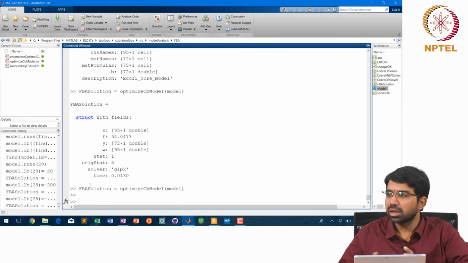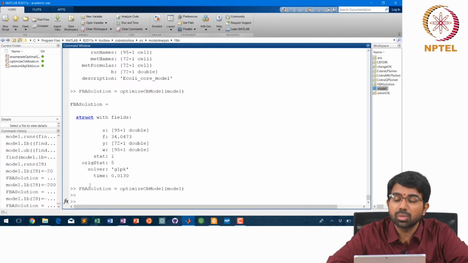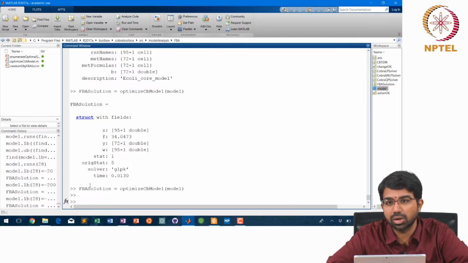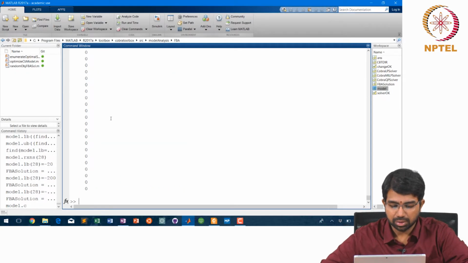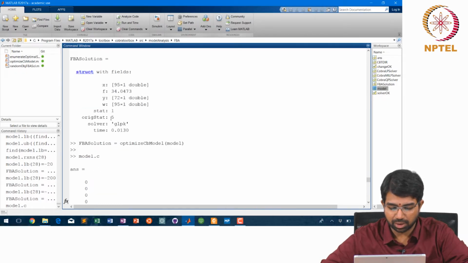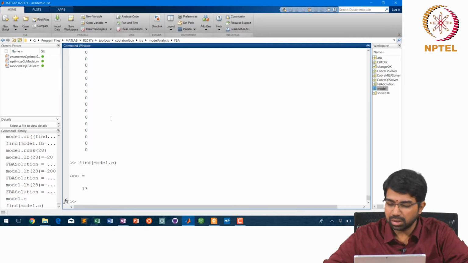Are you able to first do this FBA solution? It is trivial, right. So, this works. What is the objective function in this case? How would you find out the objective function? How do you know that that is the objective function? It is actually embedded in the model, right. So, it is going to be in model dot C. Model dot C has obviously a lot of zeros. So, let us say find model dot C. It turns out that the 13th reaction is being optimized.